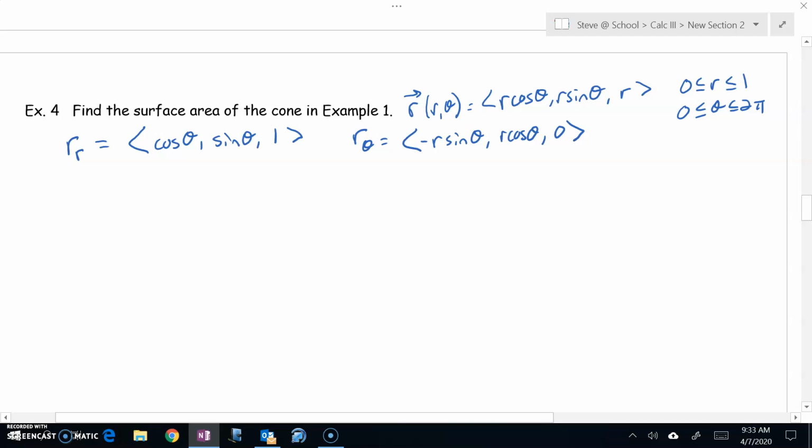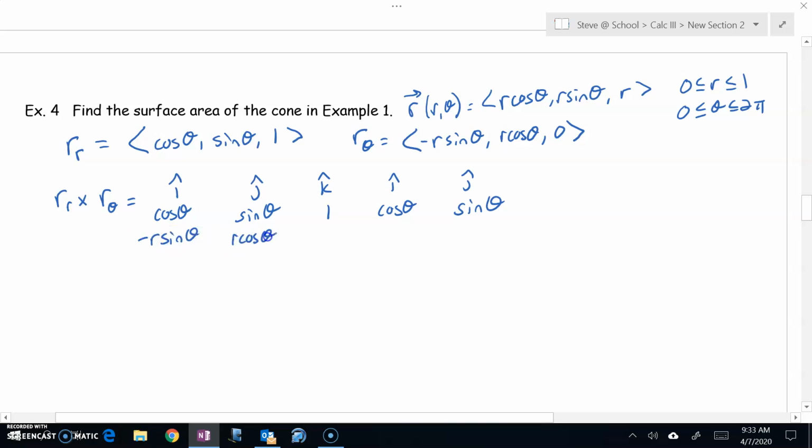So the next step in finding our surface area is we need to find the magnitude of the cross product. So first we need to find the cross product of these two vectors. Remember how to do that, guys. It's a skill that never goes away. Alright, so I'm setting up my cross product. I'm going to put cosine theta here, sine theta here, and a 1 there, and then I repeat. And negative r sine theta here, r cosine theta here, and 0. And then I just rewrite the first two again.